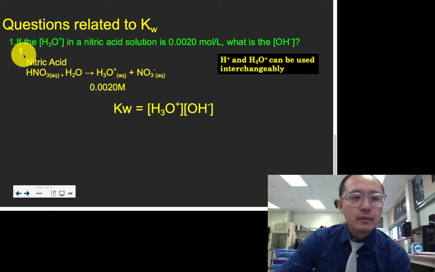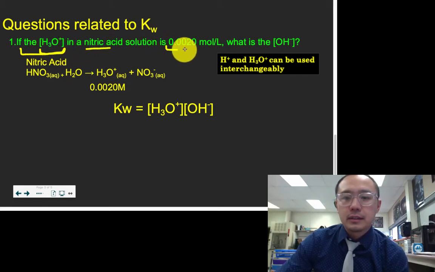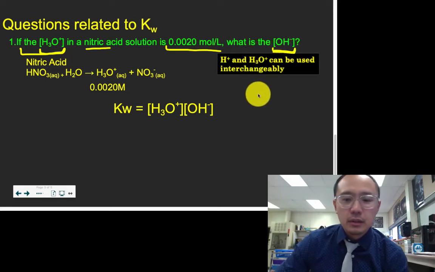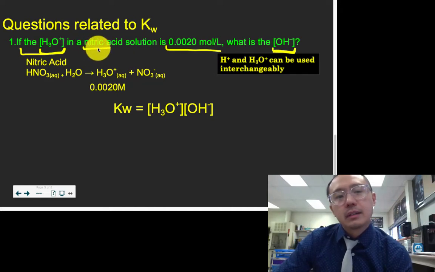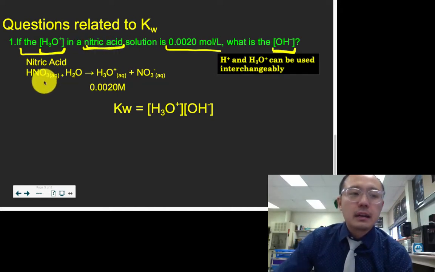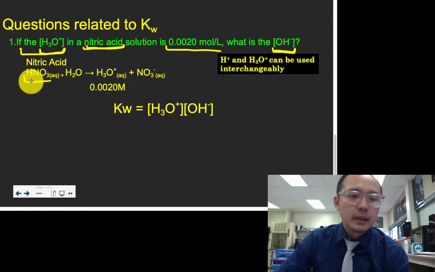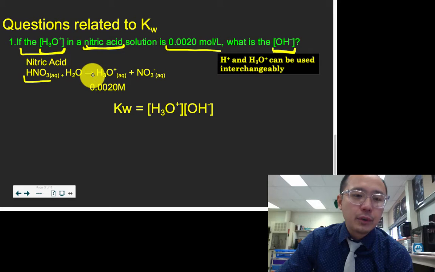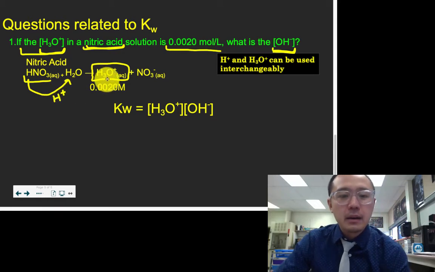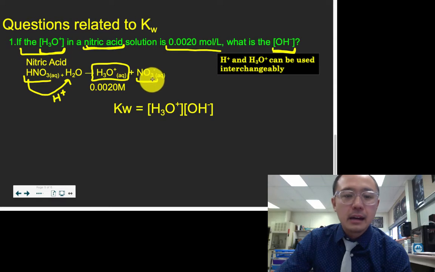So here's a question. If the H3O, which is your hydronium ion, in nitric acid solution is this, what is the OH concentration, hydroxide concentration? So before we begin, we have to think about what is nitric acid. What's the formula? Nitric acid is your HNO3, your nitrate with a proton attached to it. And since this is going into solution in water, you can write it in two ways, right? You can have your hydronium ion, which means that this H gets donated into your H2O. That gives you a hydronium ion, leaving you with this negative anion of nitrate.